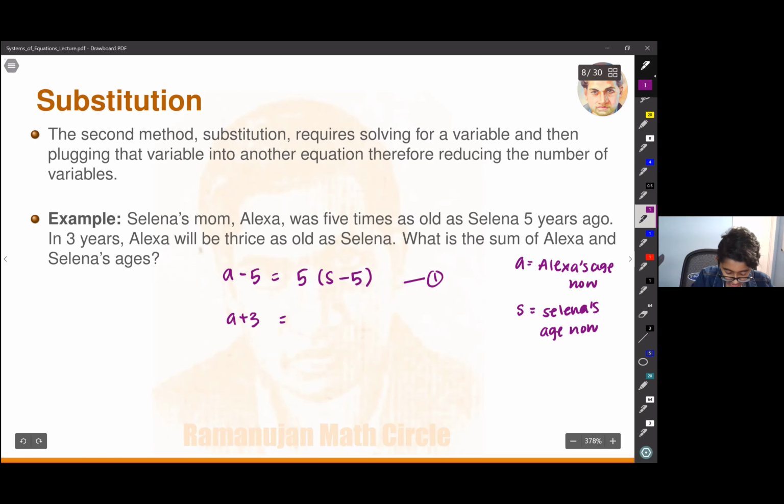And thrice as much as Selena's age. So S plus 3, because obviously Selena is S years old right now. In 3 years, she'll be S plus 3 years old. That's our second equation. All right, so they're asking for the sum of Alexa and Selena's ages, so they're asking for A plus S. Okay, that's not too bad. We could definitely deal with this.